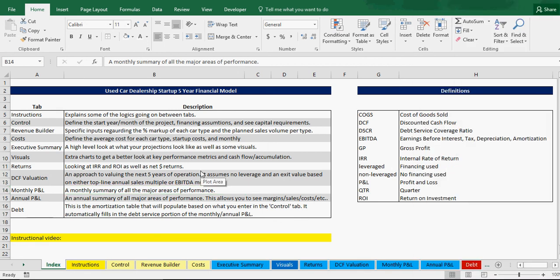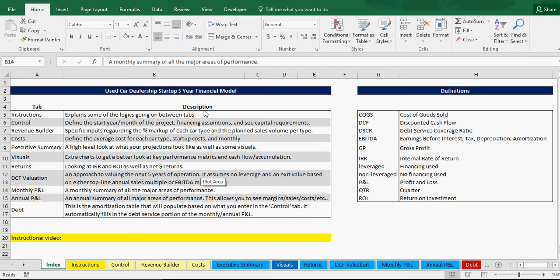It's been a while since I did a financial model for a specific industry. I think on the first of the month, October 1st, I did one for manufacturing, but that wasn't even really specific. So this one is about planning for a used car dealership, and it's for a startup.